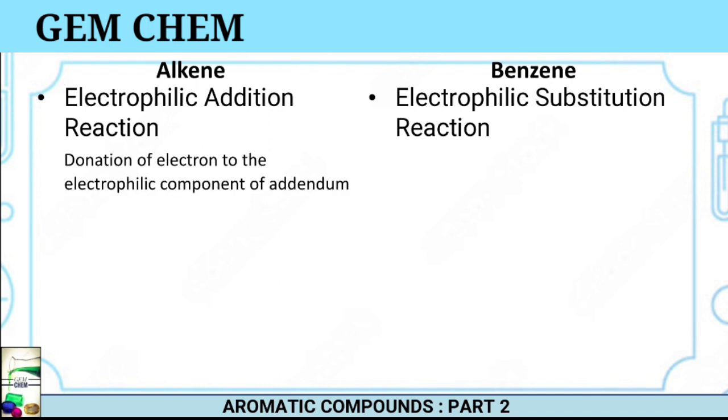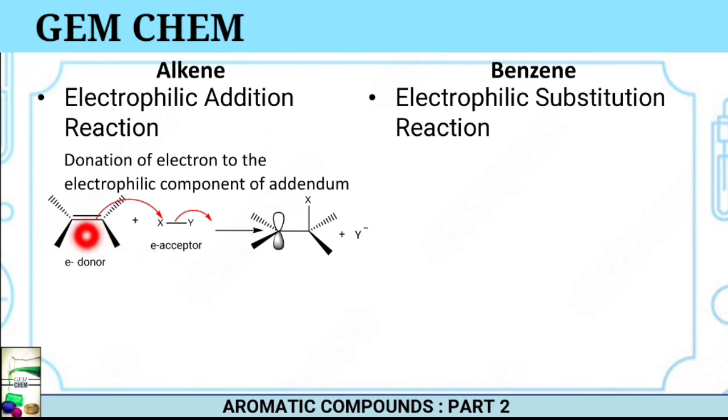In this case, the first step is the donation of electrons to the electrophilic component of the addendum. Here you can see there is an electron donor, which is our double bond. It is giving away its electron density to X, and Y minus is going out. As a result, this is being formed. This portion is positive in nature. Y minus combines with the carbocation. So what we can conclude here is that the pi cloud is not rigidly held, the electron cloud is very easily polarizable, and the initial reaction is facile.